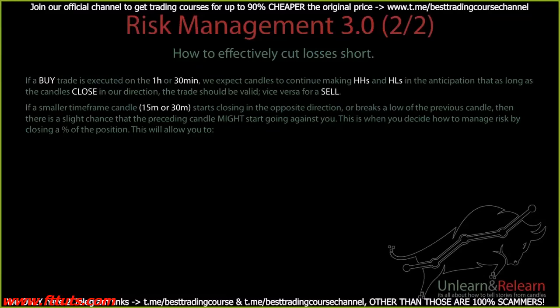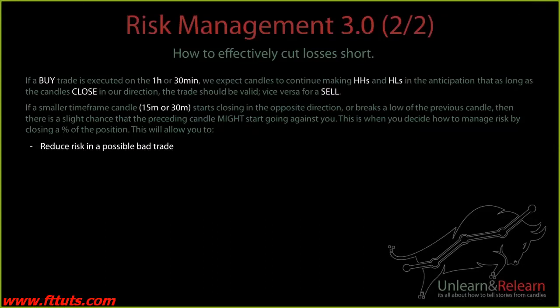What I like to do is take off 50% of the position away from the risk. What this does is basically reduce your risk in a possible losing trade. Let's say if a smaller time frame candle closes against you, then there's a higher chance that the next one can go against you as well, and then ultimately your stop loss might get hit. So if you reduce risk, you can reduce the risk in a possible bad trade.